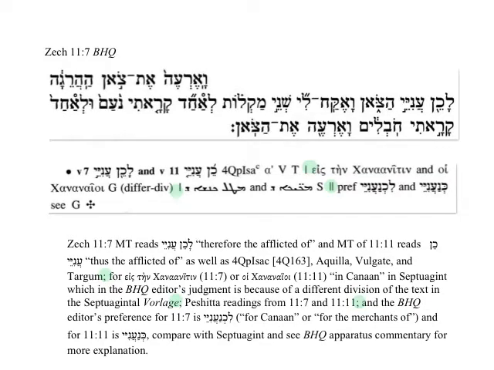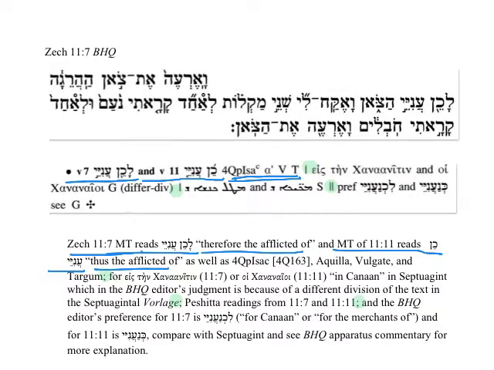each one very briefly. So the first note then is that Zechariah 11:7 in the MT reads, Lache eniye, therefore the afflicted of. And then the editor says, and verse 11 similarly reads, Cain niye, thus the afflicted of. Then he lists these various other witnesses to this reading.